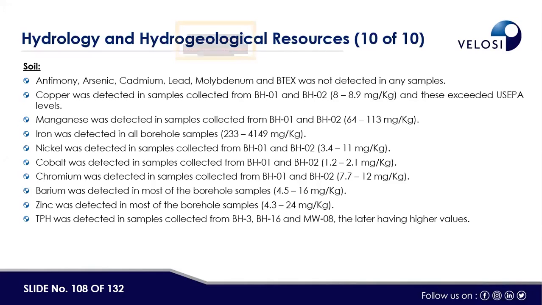Copper was detected in some samples collected from borehole 1 and borehole 2, and these exceeded the US EPA values as well. In the same way, manganese was detected in some samples. Iron was detected in all borehole samples. Nickel was detected in samples collected from borehole 1 and 2. Cobalt was detected. Chromium was detected. Barium was detected. Zinc was detected. And TPH was detected in samples collected from borehole 3 and 16 and monitoring well 8 as well.